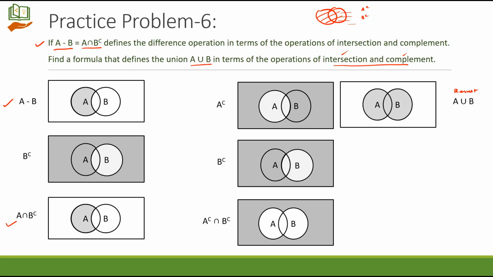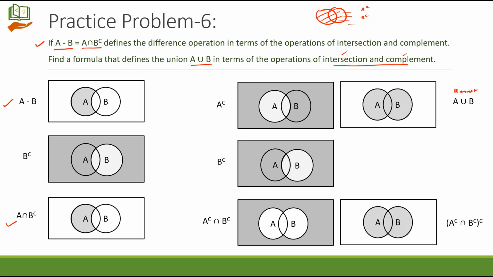Now what do you need for A union B? You need only the A and B part. But except that, everything is shaded here. What operation, if you do on this particular diagram, will reverse it? If you do a complement operation, it will reverse the shaded region. A complement intersection B's complement is taken as a whole for the complement operation. Now do you find both these diagrams to be the same? Yes. From this we can conclude A union B is equal to the complement of A complement intersection B complement. A union B is expressed in terms of intersection and complement. So this will be the answer to the question.